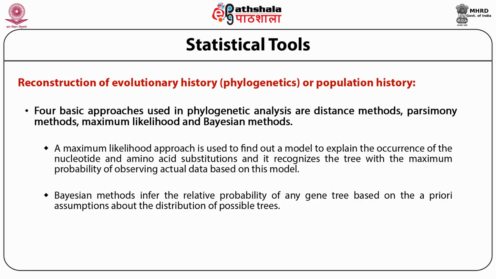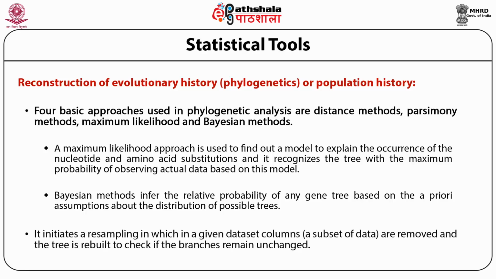Bootstrapping in phylogenetic analysis is done to assign the level of confidence the nodes have obtained in a tree. It initiates a resampling in which, in a given data column, a subset of data is removed and the tree is rebuilt to check if the branches remain unchanged. In case the same node is obtained in 95 of the total 200 times, it can be inferred that the node is well supported.